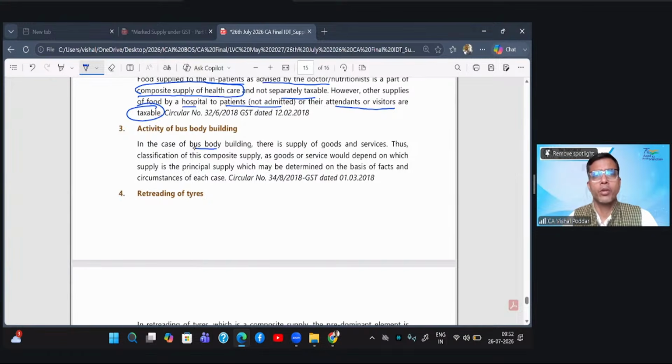Next, in case of bus bodybuilding, there is a supply of goods and service, and here the classification of this composite supply would depend upon the facts and circumstances of each case. So bus bodybuilding can be both supply of goods and supply of service.